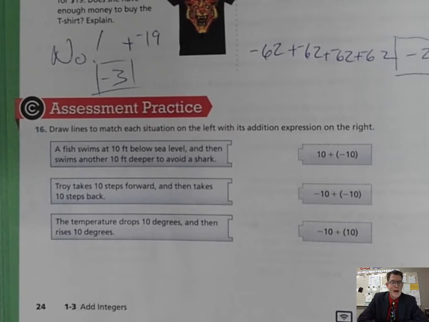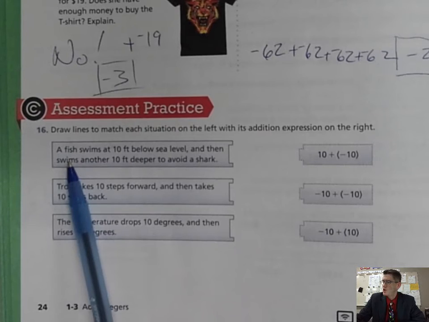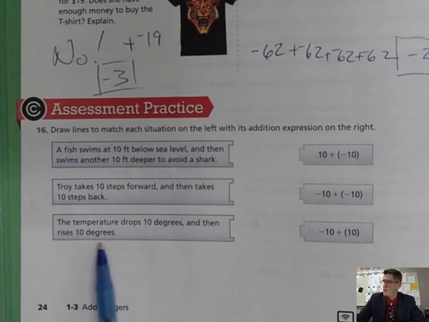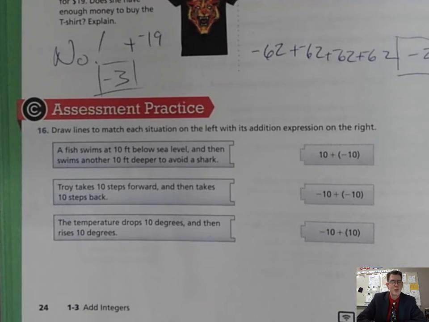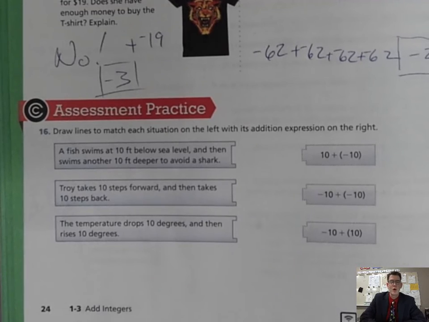Okay, all right. Can you do well on this? Maybe pause this video at this time and see if you can match up the items on the left with the items on the right. Swimming fish, Troy stepping, and temperature of degrees. Which of these match which ones? Go ahead and hit pause now and give it a shot.